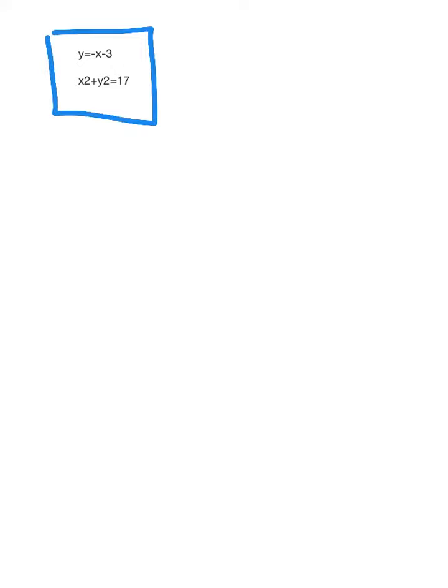This is the example that we will be using to describe the system of equations using one circle and one line. The first equation is the equation of a line, and the second equation is the equation of a circle. We can solve this by first changing the first equation so that it would equal y equals negative x minus 3.